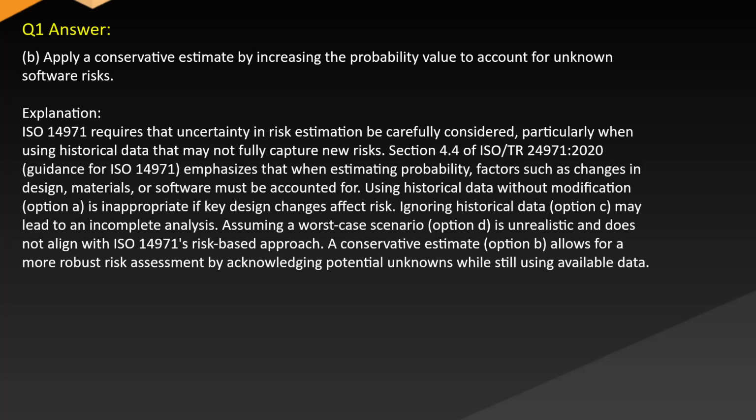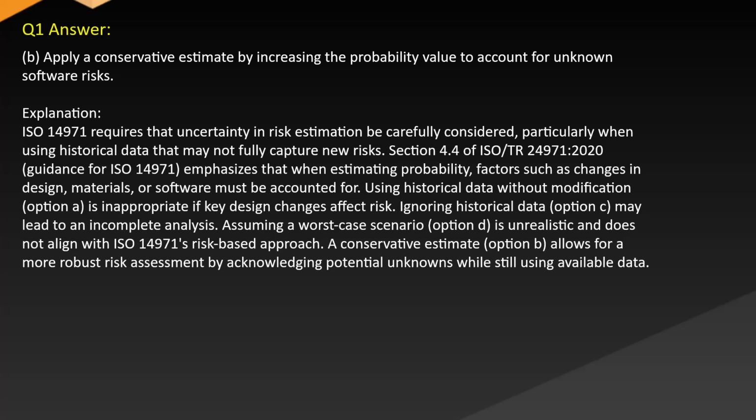Answer. B. Apply a conservative estimate by increasing the probability value to account for unknown software risks. Explanation. ISO 14971 requires that uncertainty in risk estimation be carefully considered, particularly when using historical data that may not fully capture new risks. Section 4.4 of ISO/TR 24971:2020, Guidance for ISO 14971, emphasizes that when estimating probability, factors such as changes in design, materials, or software must be accounted for.